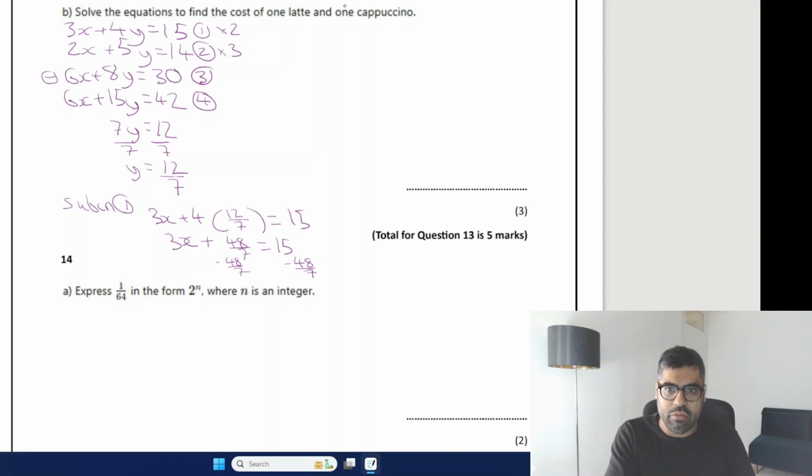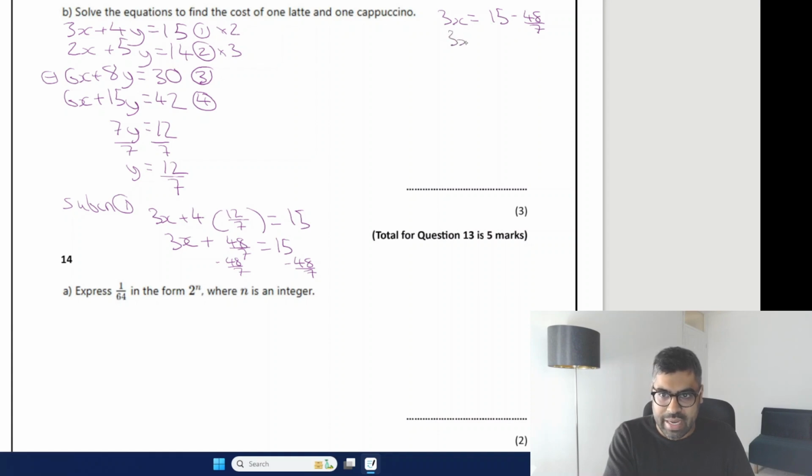And I'm just going to write up here because we have a bit more room. So we have 3x equals 15 minus 48 over 7. In order to do this, we're going to need to rewrite 15 as a fraction, which is over 7. So we're going to have to times 15 by 7, and the imaginary denominator of 1, we're going to have to times that by 7 as well.